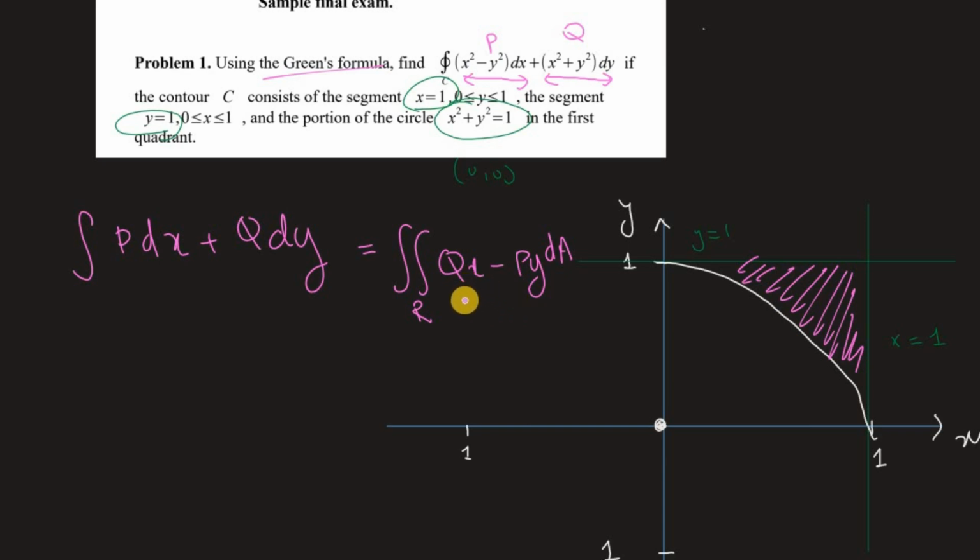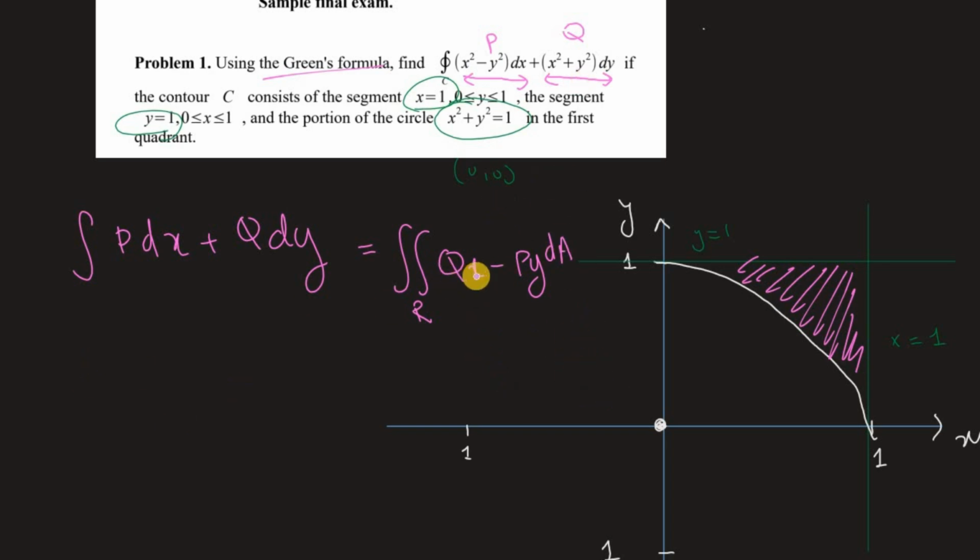Okay, so Qx is nothing but simply you're going to take the Q and differentiate it with respect to x. So it means the partial derivative of Q with respect to x minus the partial derivative of P with respect to y. Okay, so it is the same thing as this. Okay, so let's go ahead and solve it.